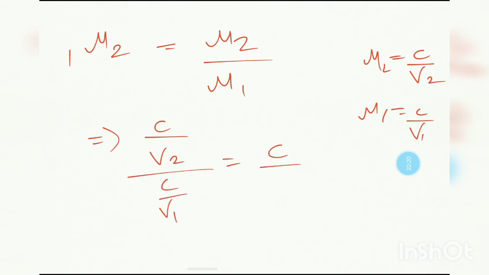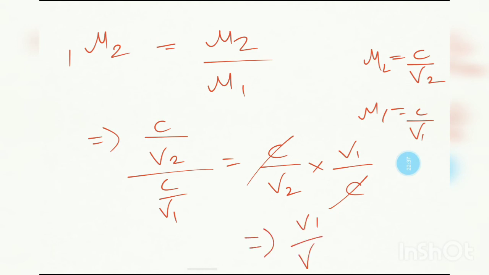This can be nothing but C by V2 into V1 by C, because when it is division and you put multiplication, the other one will be reciprocal. Now C will get cancelled, because the value of the speed of light in free space is going to be the same thing. So what is it? Nothing but V1 by V2.